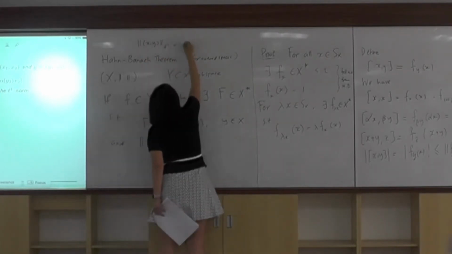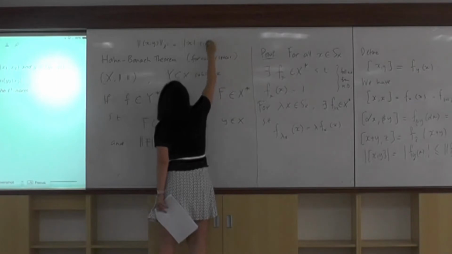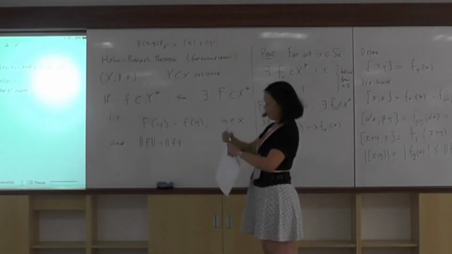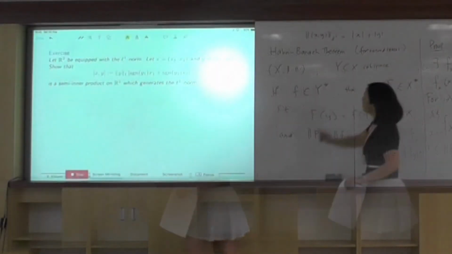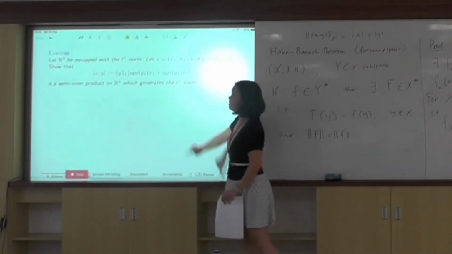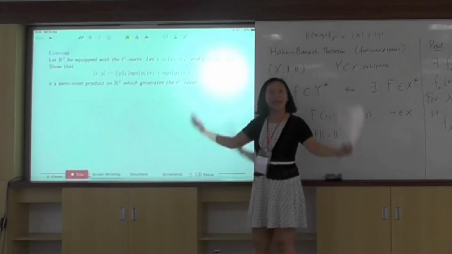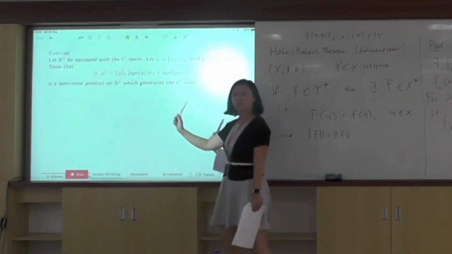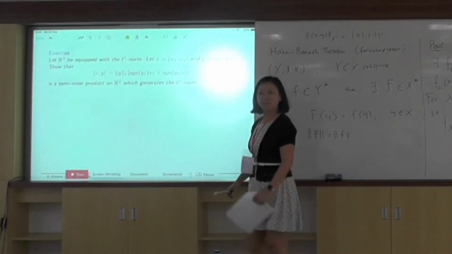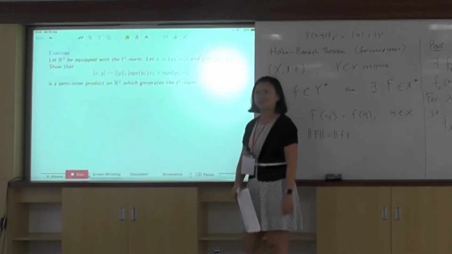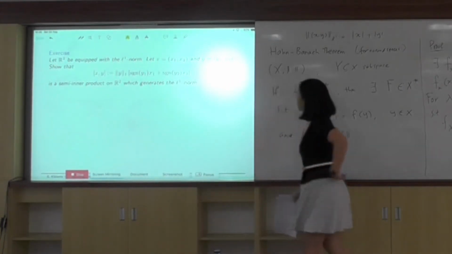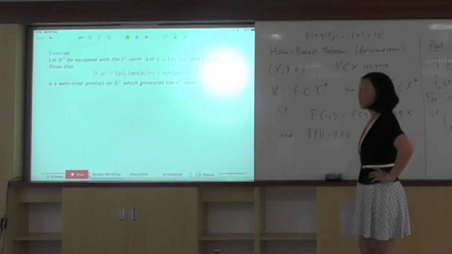L1 is what? Just the sum of their absolute values, yeah? Okay. So if that is your norm, you can show that this is a semi-inner product. Be careful with "a" and "the". "The" means that's the only one. This is not necessarily the only one. So this is a semi-inner product that generates the L1 norm back.